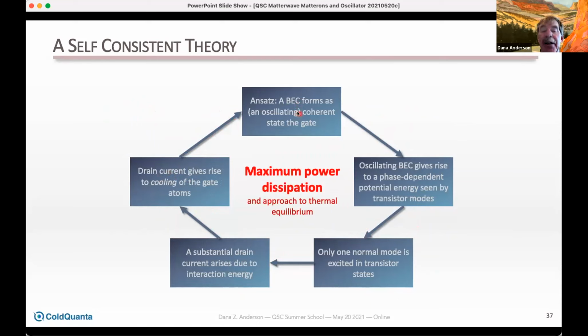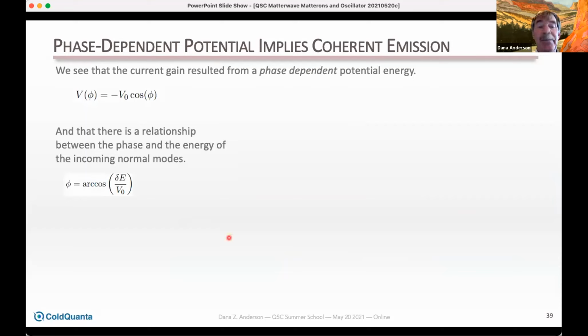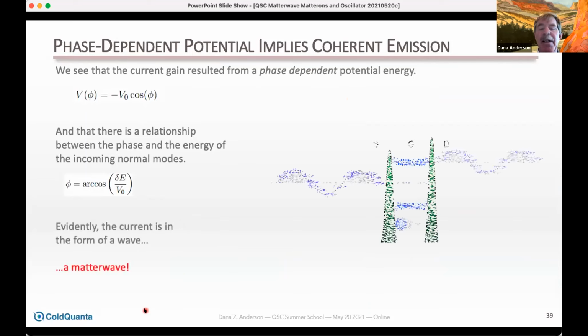And why does this happen? It's because that way the circuit attempts to approach thermal equilibrium with the maximum efficiency, because there's maximum power dissipation when it oscillates as opposed to when it doesn't. And finally, I've got just a couple more minutes from when I started. We saw that current gain resulted from this phase-dependent potential, very important, and that there's a relationship between the phase and energy of the atoms. That, as I said earlier, is a matter wave.